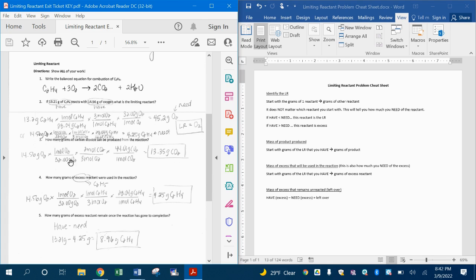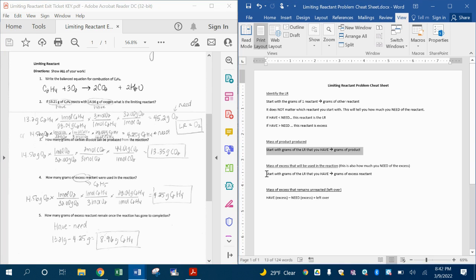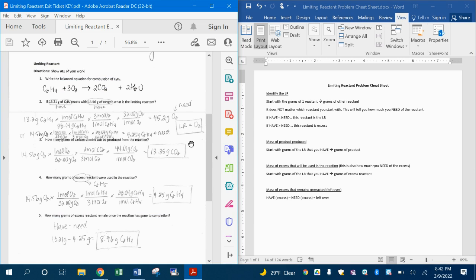Now, let's figure out how much of my excess I used in the reaction. In order to do this type of problem, once again, I always want to start with the grams of the limiting reactant that I have and go to the grams of the excess. So in this case, because the limiting reactant is oxygen, I want to start with oxygen and go to C2H4. So here is that work, and I discovered it's 4.25 grams of C2H4.